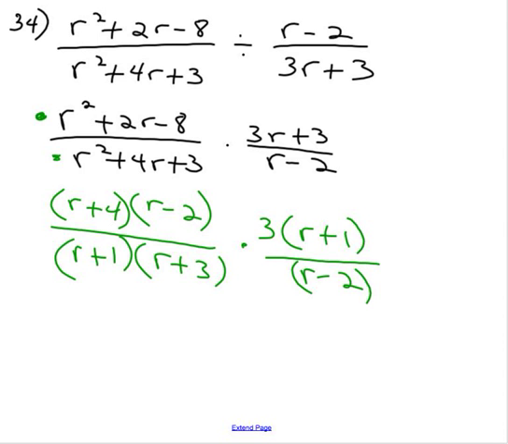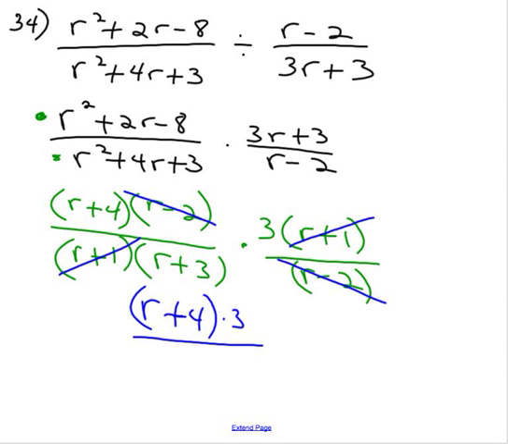I try to cancel. I think I can cancel. I got an R plus 1 and R plus 1. I got an R minus 2 in a numerator and an R minus 2 in my denominator. I have canceled everything that I can cancel. So what's left? My numerator, I have the quantity R plus 4 times 3. In my denominator, I have the quantity R plus 3.